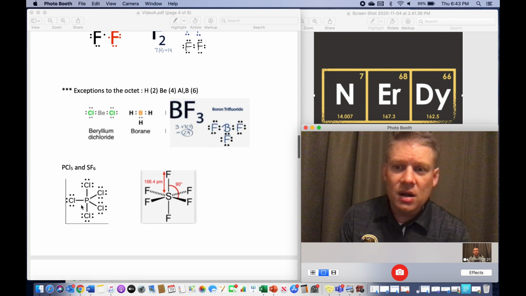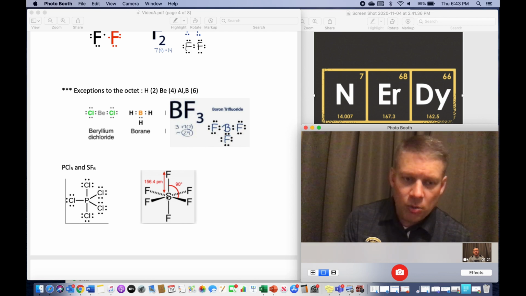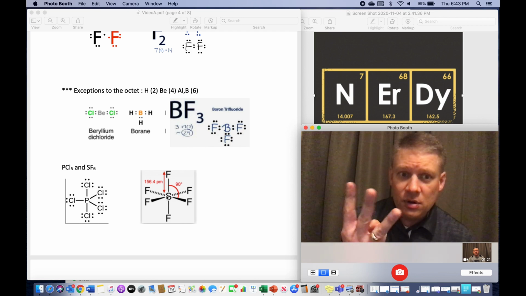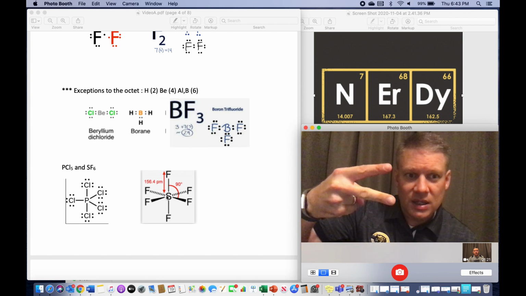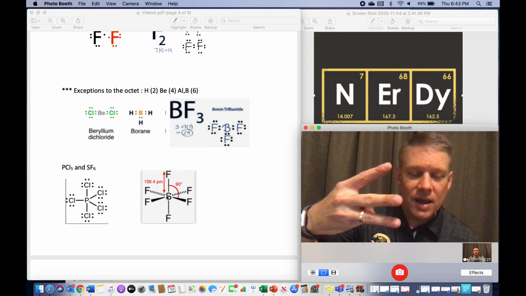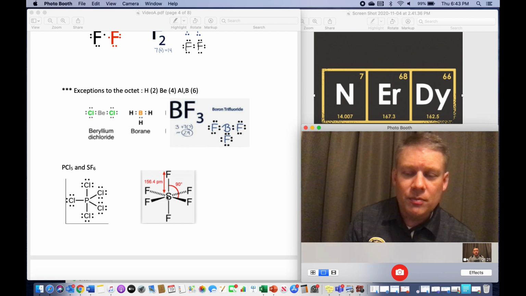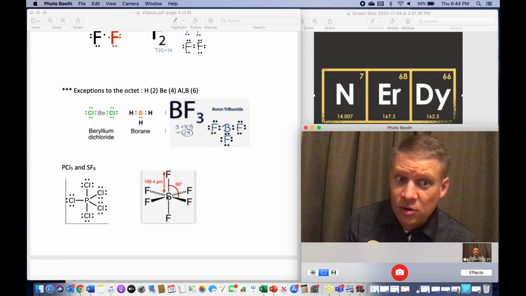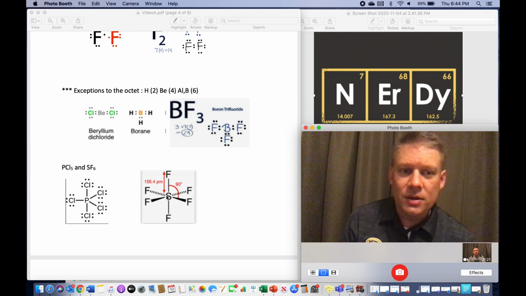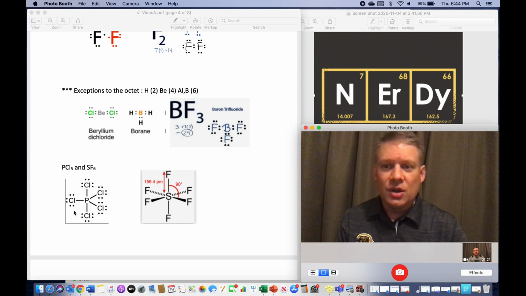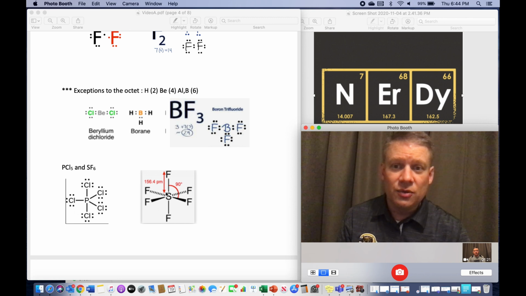Here's the expanded octet. Phosphorus and sulfur have the d orbitals available because they're on the 3rd level. On the 1st level, the s orbitals; 2nd level, s and p; 3rd level, s, p, and d. Even though phosphorus and sulfur are not filling the d orbitals, they have them available according to quantum theory and quantum numbers. So you can have the expanded octet, 10 electrons around PCl5 and sulfur hexafluoride, SF6.